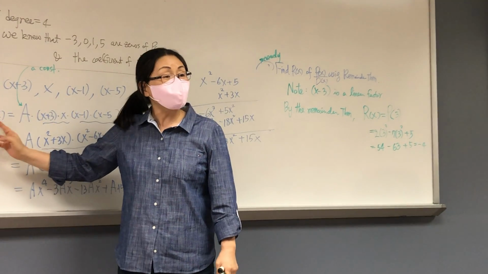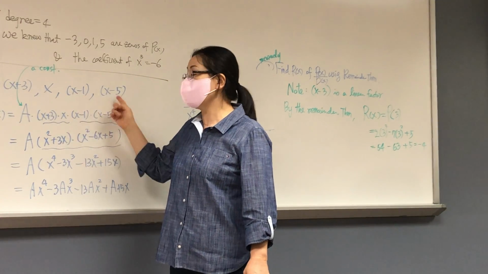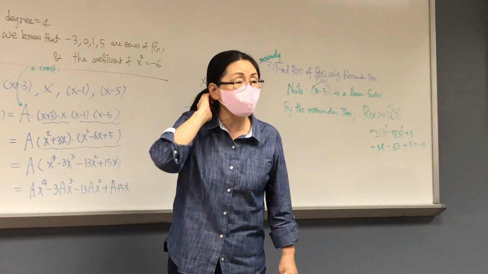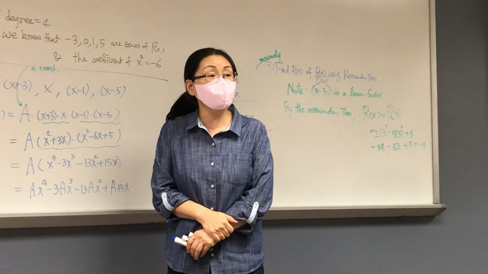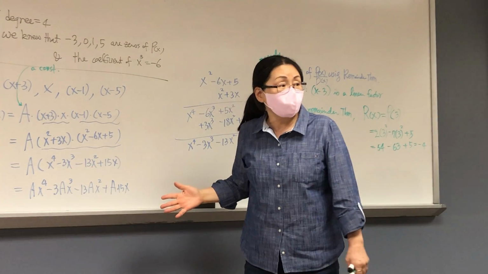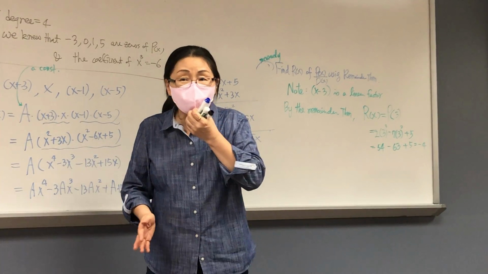We know that the degree is 4, and we know there are 4 factors. So we have to multiply everything here, right? And we don't know what the leading coefficient will be, so put A as an arbitrary constant. Then we need to distribute like this. Up to you which way you go. It doesn't matter.